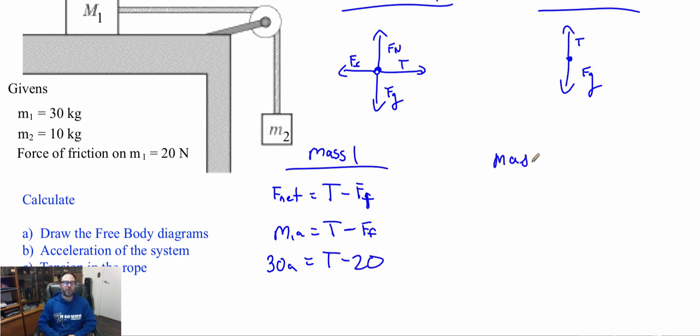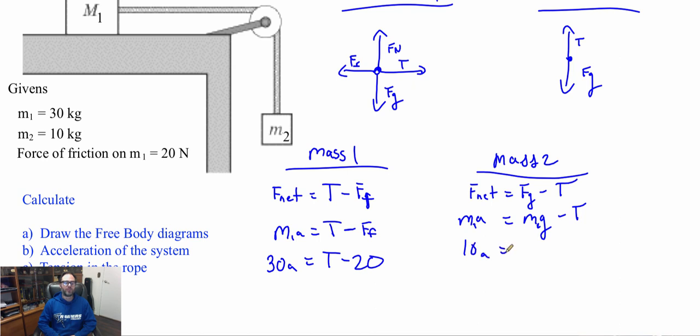Now let's take a look at mass 2. Here we know the net force for mass 2 is equal to the force of gravity minus tension. The mass 2 multiplied by acceleration is equal to mass 2 multiplied by gravity minus tension. We end up getting 10 times my acceleration is equal to 10 multiplied by 9.81 minus tension. So we end up getting 10 times acceleration is equal to 98.1 minus tension.